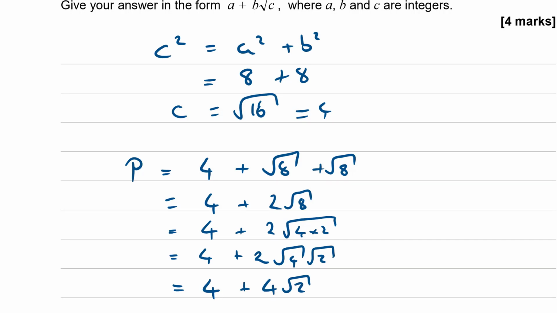Okay, so it is in the right form now because this is my A here, look, and then my B is here, and this is my C. So A is 4, B is 4, and C is 2.